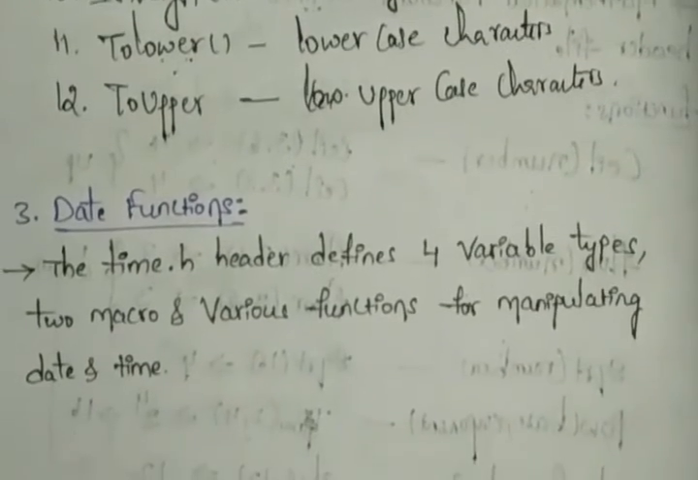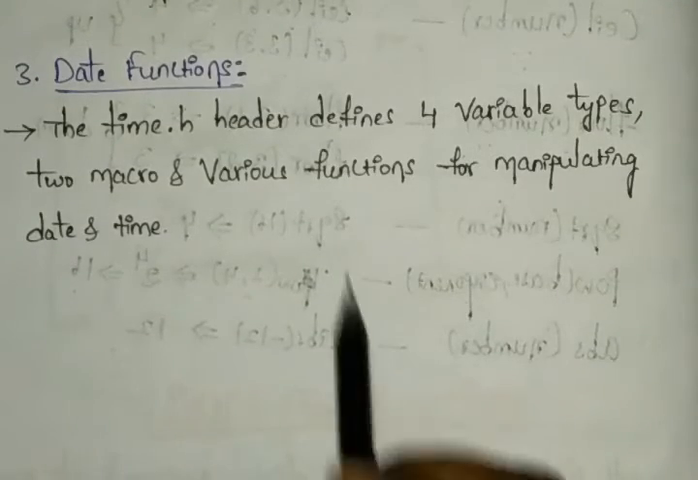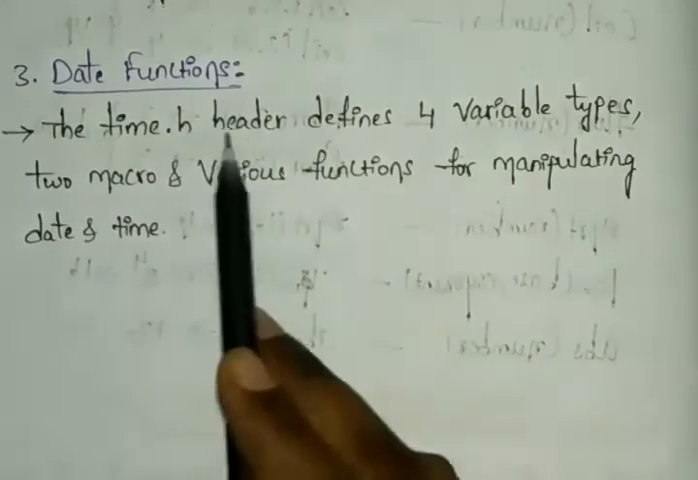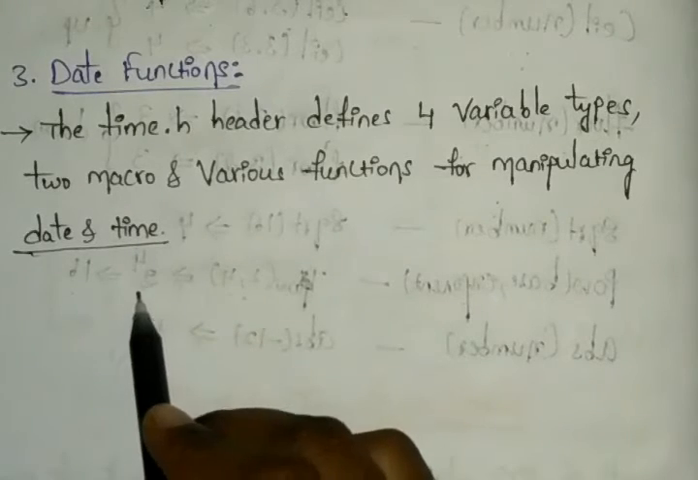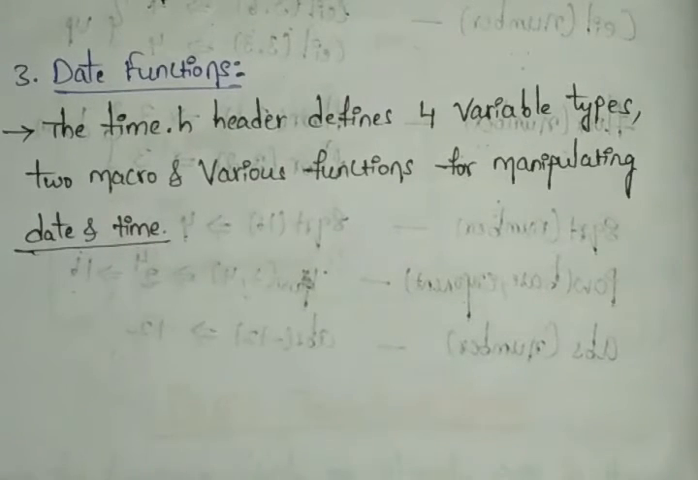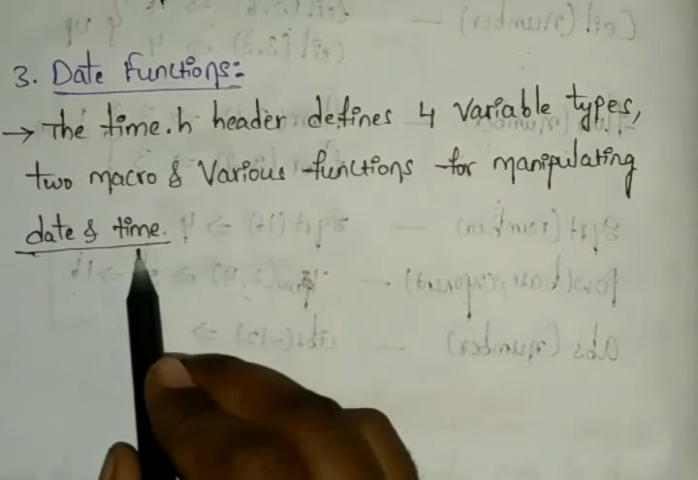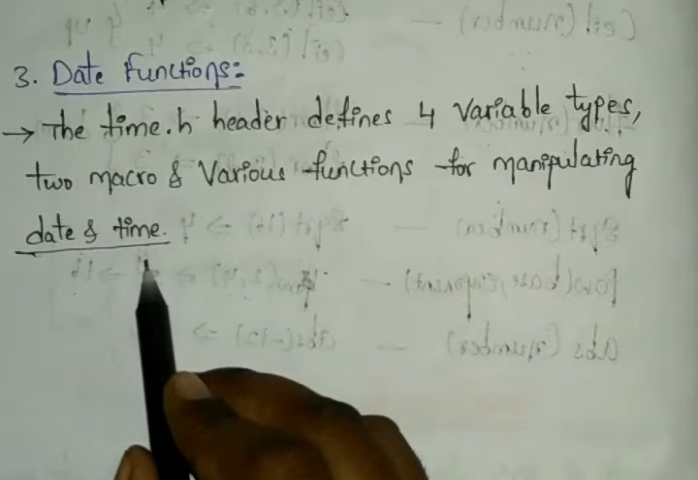And next, we have the third one, that is the date functions. Normally, date functions can be performed in the form of date and time. Already you know what the date and the time are. Date means your present date, like year, month, date. Time means your minutes, milliseconds, hours, like we can define the hour time.